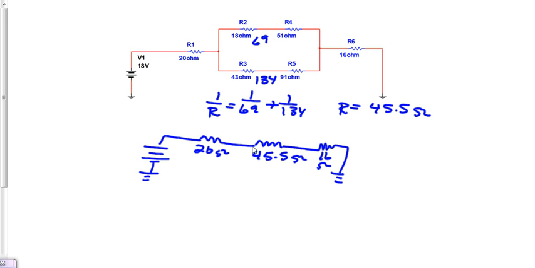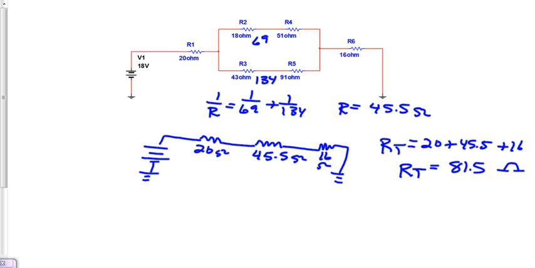So then we can just add all these together to get resistance total for the whole circuit. So resistance total is then going to be 20 plus 45.5 plus 16. Okay, then the resistance total for the circuit is going to be 81.5 ohms. Now let's get the current total for the circuit. We have 18 volts equals I times R, so I times 81.5. And the current then, this is our current total, is equal to 0.221 amps.